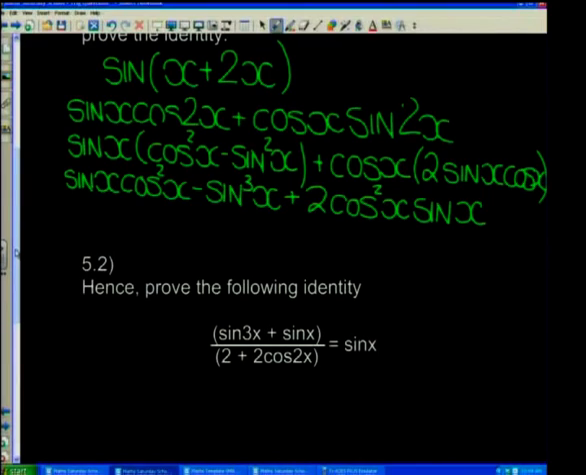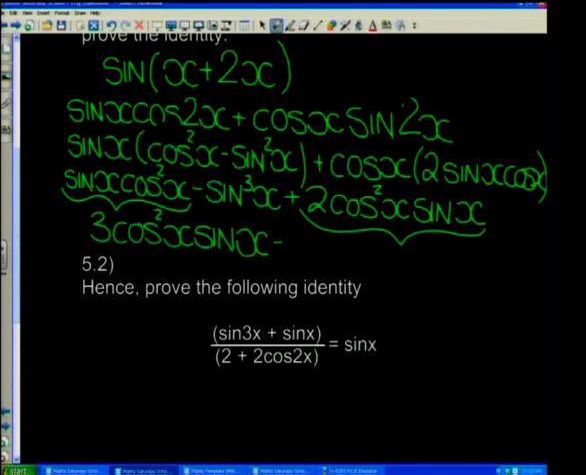Okay, so we're looking for a cos squared x. We want that. Do we have any like terms over here? I've got a sine x cos squared x, and I've got a 2 cos squared x sine x. So in fact, yes, I do have like terms. This one over here and that one over there are like terms. So therefore, what I'm going to do is I'm going to write that as 3 cos squared x sine x minus sine cubed x. Okay.